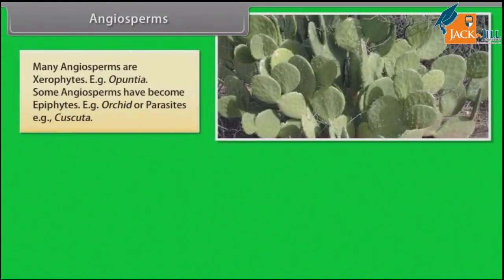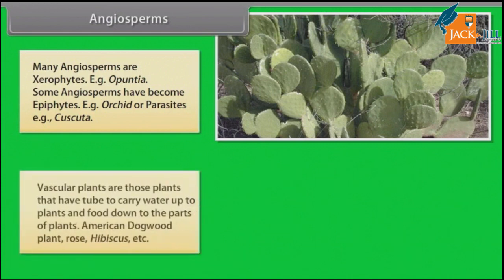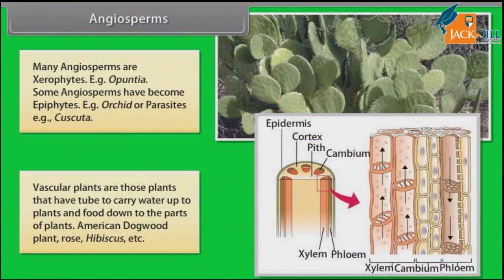Many angiosperms are xerophytes, example, Opuntia. Some angiosperms have become epiphytes, example, orchid, or parasites, example, Cuscuta. Vascular plants are those plants that have tubes to carry water up to plants and food down to the parts of plants. Examples: American dogwood plant, rose, hibiscus, etc.